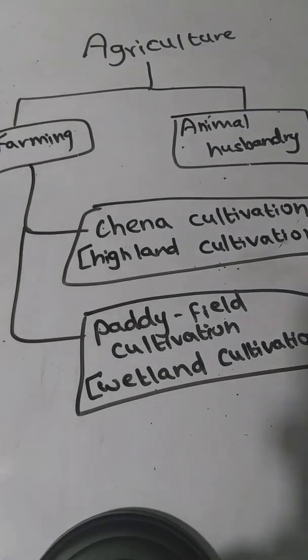So we can divide agriculture into two parts, farming and animal husbandry. We can divide farming into two parts, chena cultivation and paddy field cultivation. Another name for chena cultivation is highland cultivation, and another name for paddy field cultivation is wetland cultivation. Okay, now let us go into economy.